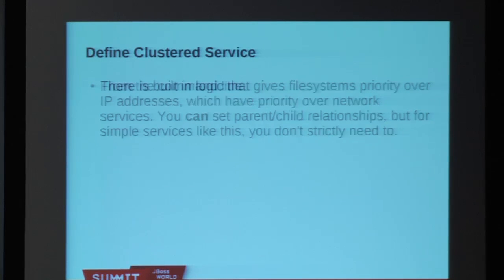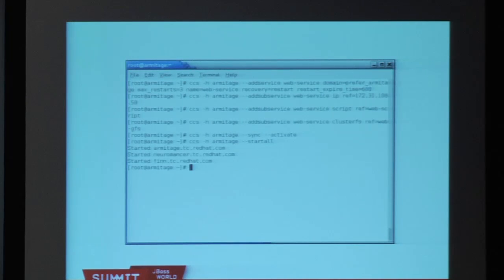So the same thing can, again, be done from the command line. I'm not going to go over all of the syntax except to say, first we're going to add the service, then we're going to add a subservice, which is the web server IP. We're going to add subservice web service to web service, which is the script resource. We're going to add a subservice, which is the cluster file system. I'm going to sync and activate it and make sure I start it all. It's going to go out and say started on Armitage, started on Neuromancer, started on Fin.